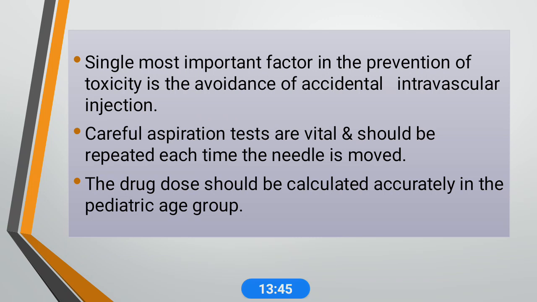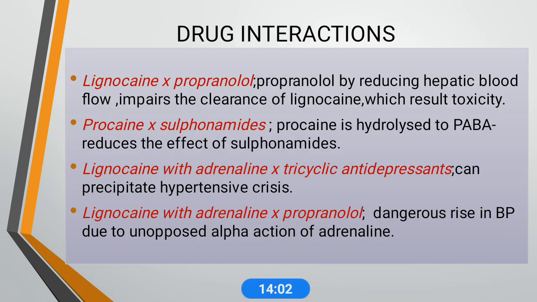The single most important factor in prevention of toxicity is avoiding accidental intravascular injection. Careful aspiration tests are vital and should be repeated each time the needle is moved. The drug dose should be calculated accurately in the pediatric age group.